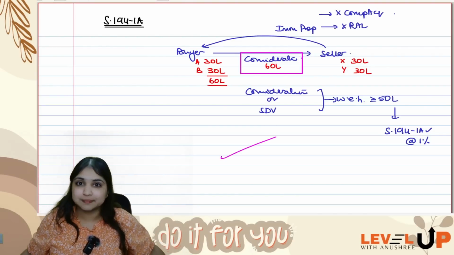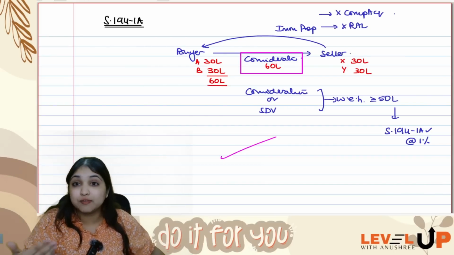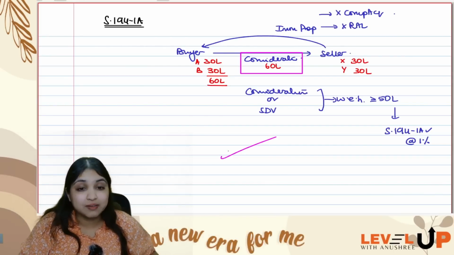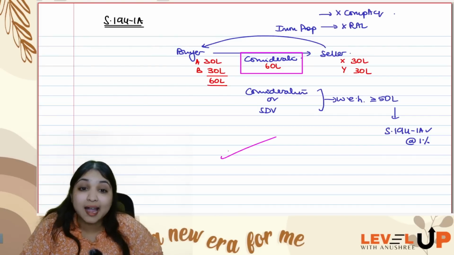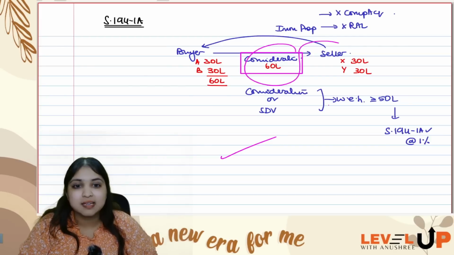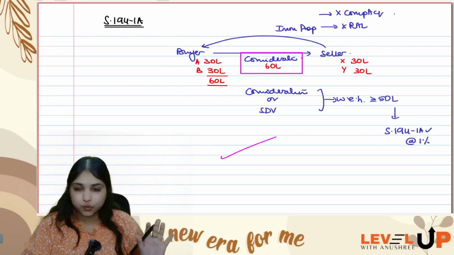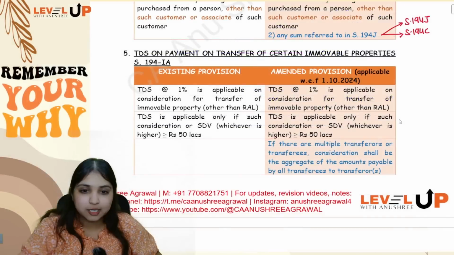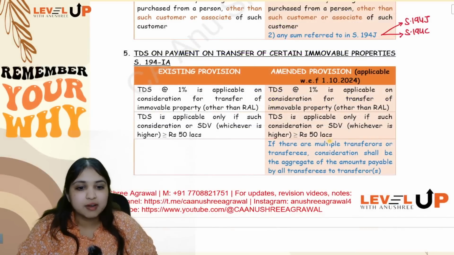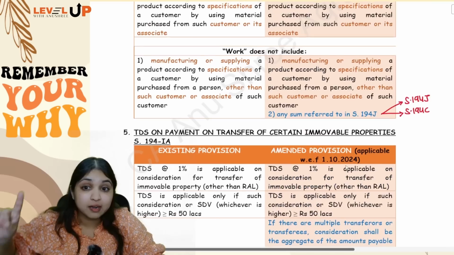This 60 lakhs is at least 50 lakhs. Welcome to 194IA. Understanding per buyer, per seller, what is the amount? We will not bother about that. Instead, we will see the total aggregate consideration. Is the aggregate consideration at least 50 lakhs? Yes, it is at least 50 lakhs. Hence, 194IA TDS will apply. Story over.